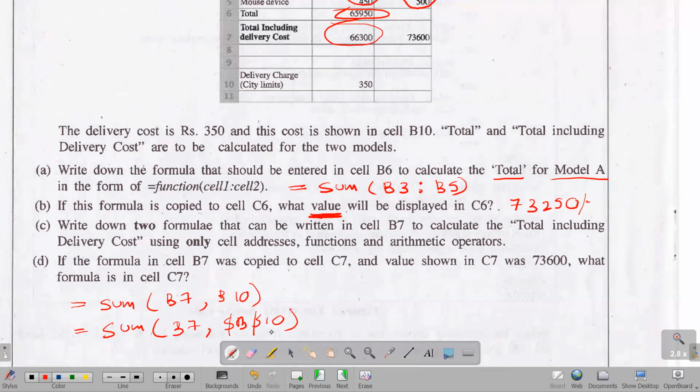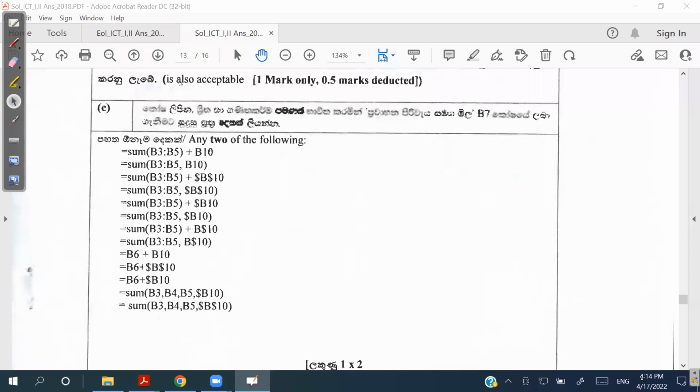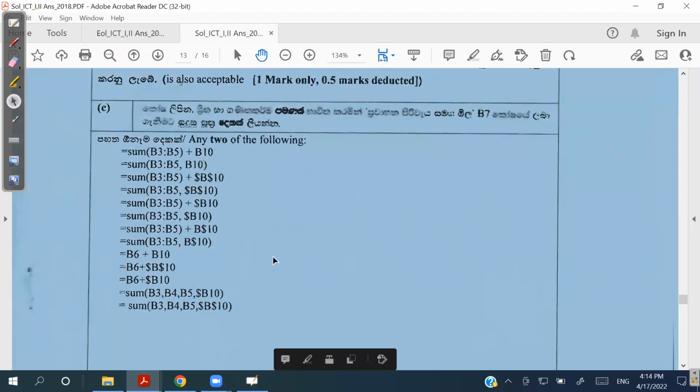Or you can simply say equals B7 plus B10, right? So you can go with any of these, and there are many possibilities. Yeah, so look at how they have said it. So any equation from this big list will give you the marks.